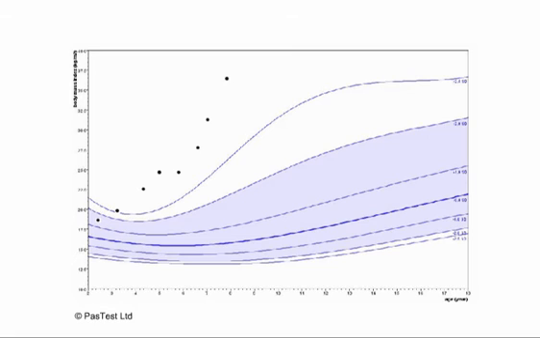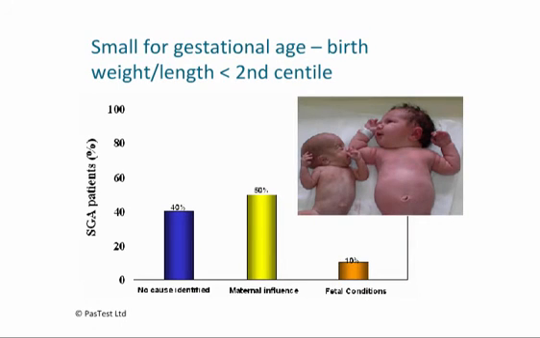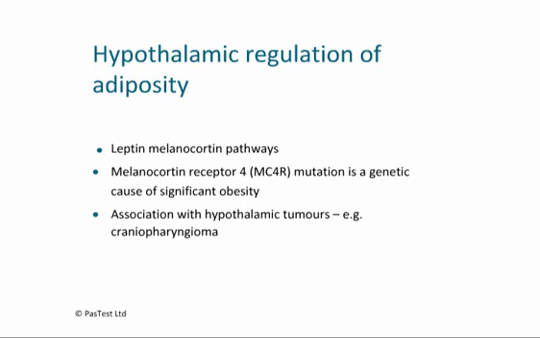This is one cause for developing insulin resistance in later life. The child on the right-hand side is small and has a birth weight of less than the second centile, and by definition is known as small for gestational age, or SGA. A proportion of children catch up in height and weight and may be predisposed to developing insulin resistance if they become overweight. The regulation of adiposity occurs at the level of the hypothalamus, involving pathways known as leptin-melanocortin pathways.